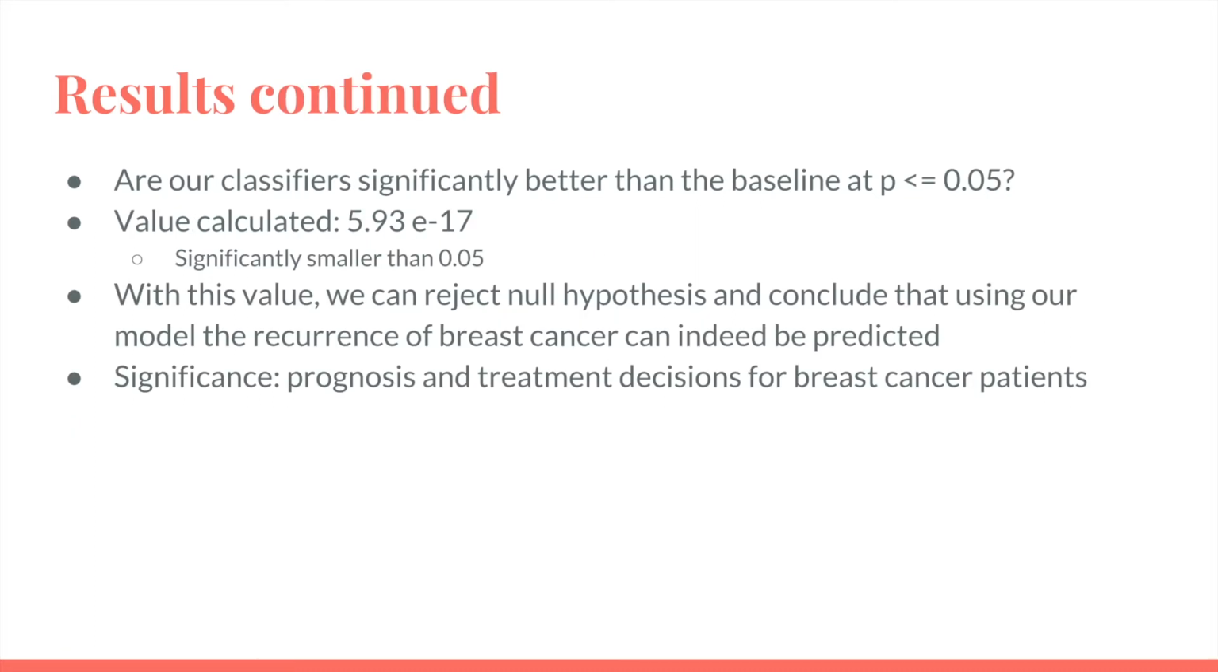After looking at McNemar's test, it was time to see if our decision tree compared better to baseline. The value calculated was 5.93 e to the negative 17th, and since this value is smaller than 0.05, the chance of accurately predicting the correct outcome, our decision tree is a reliable source. Therefore, we can reject the null hypothesis, concluding that the recurrence of breast cancer can be accurately predicted. This is significant as it can help the doctor's treatment and the prognosis in order to better handle a patient's breast cancer.